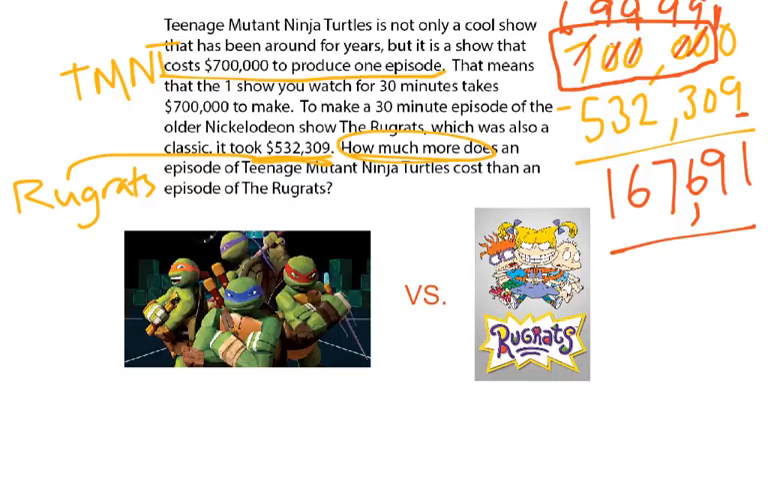I'm talking about money because it was asking me how much more. So I put my dollar sign to represent that I'm talking about money. So it cost an additional $167,691 to produce the Teenage Mutant Ninja Turtles. And I can agree because I think the animation looks just a tad bit more advanced on the Ninja Turtles than things looked on the first episodes of the Rugrats.